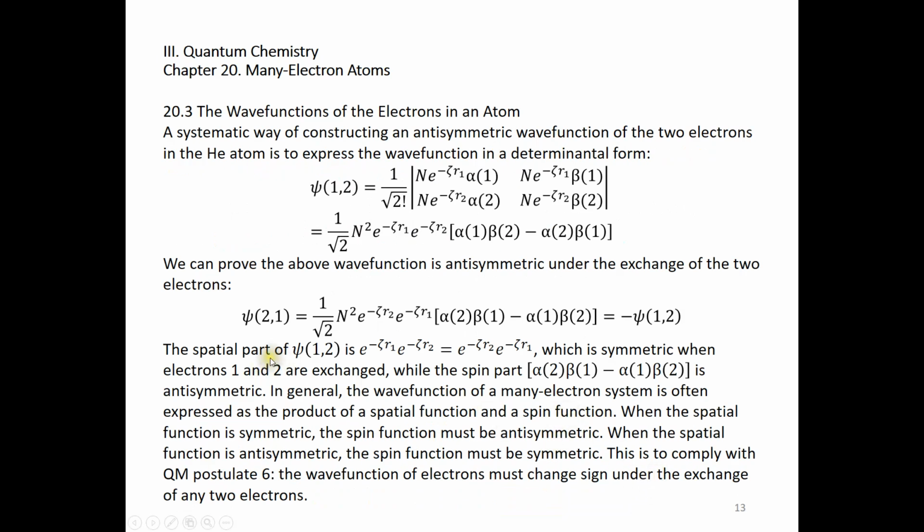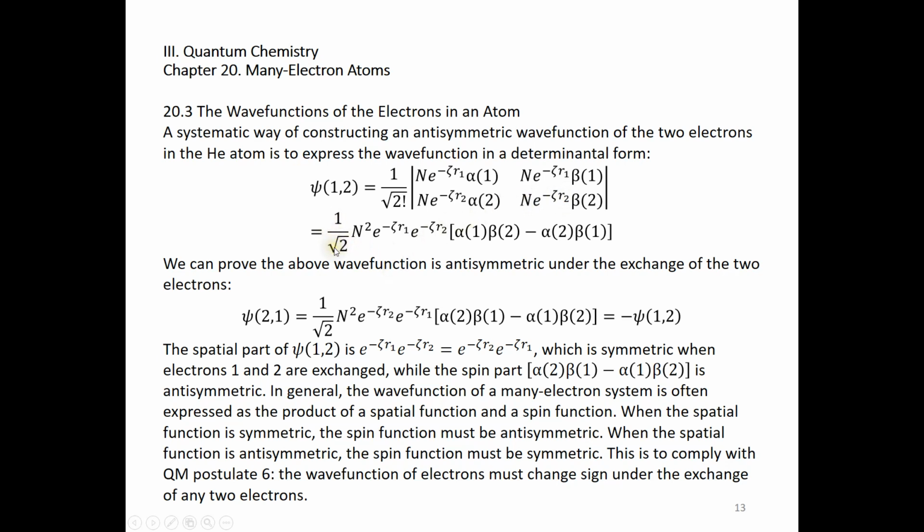Again, a systematic way of constructing an anti-symmetric wave function of two electrons in the helium atom is to use a determinant. We have a 2 by 2 determinant. We have 1 over the square root of 2 factorial as the normalization factor. Inside, we have electron 1 in the first row, electron 2 in the second row. Wave function phi 1 in the first column, wave function phi 2 in the second column. And then we can expand this 2 by 2 determinant.